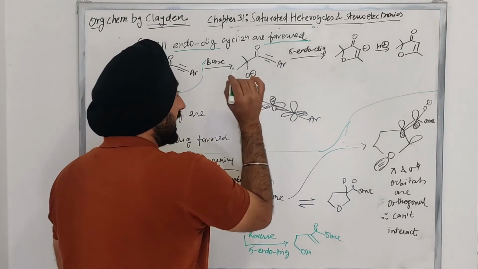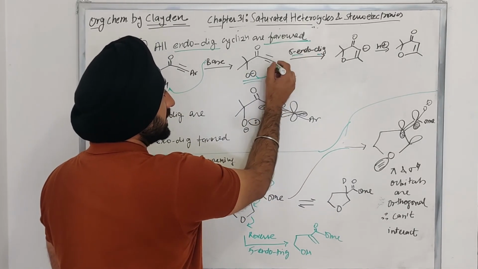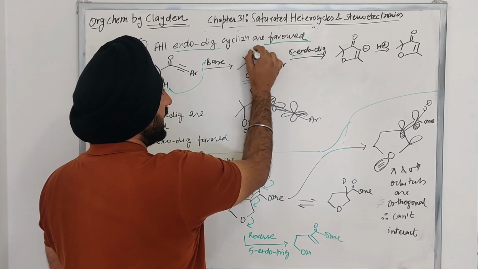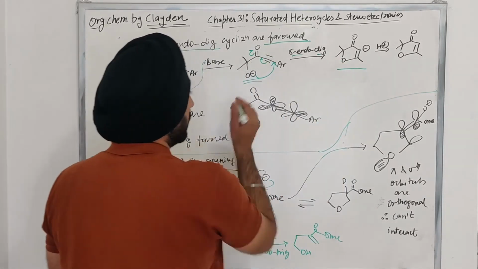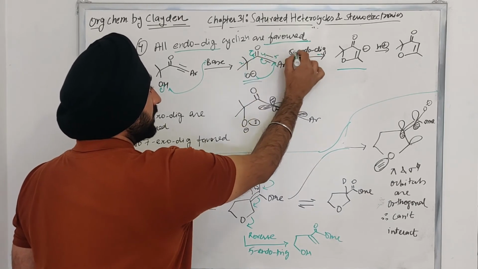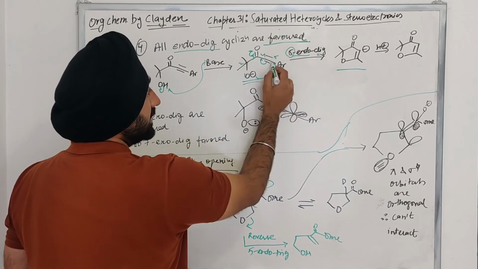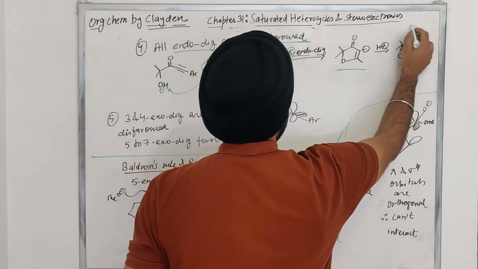Now, this alkoxide ion can undergo 5-endo-trig because this is like attacking here. So we can have something like that. This can come back to give you this molecule. Again, 1, 2, 3, 4, 5. So we have the 5-member ring. Exo means attack is taking place on the outside. Dig is the hybridization of this one. So that is what we will get.